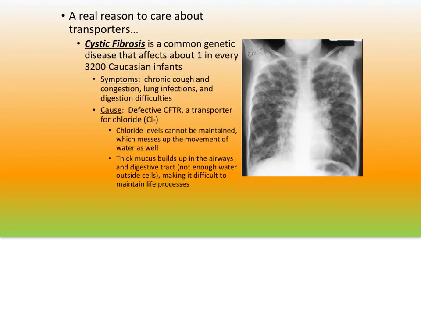Now, what's going on here is there's a transporter called CFTR. You do not have to know what it stands for, but it stands for Cystic Fibrosis Transmembrane Regulator. Now, CFTR is a chloride transporter that is found in the airways, so in the lungs, and also in the digestive tract.